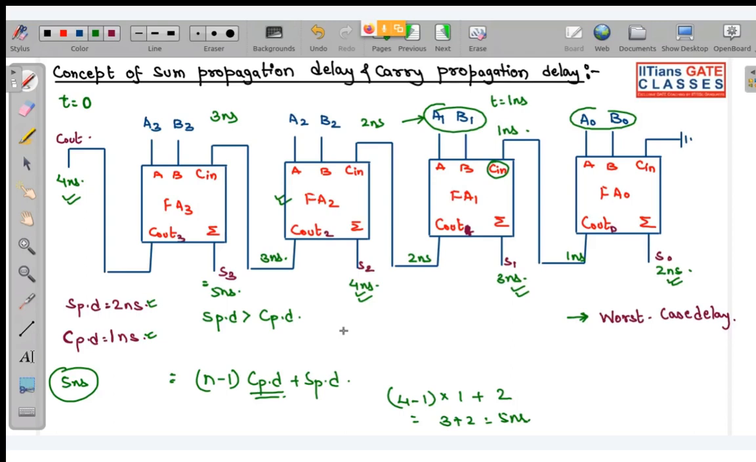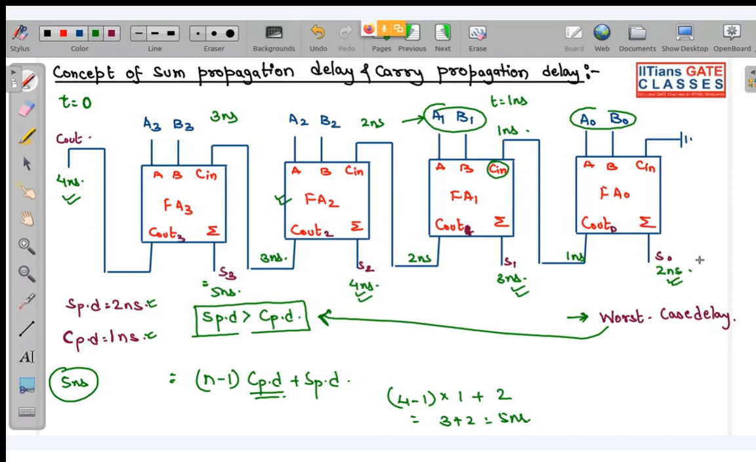Is this clear, everyone? So we have two formulas. One is for when the sum propagation delay is less than the carry propagation delay. Another is for when the sum propagation delay is greater than the carry propagation delay. And remember, these are your worst case delays. I have calculated the worst case delay. Worst case delay means what? That it is actually your maximum delay. Maximum delay means that all the full adders, or all the outputs of the full adders, are suffering from delay.